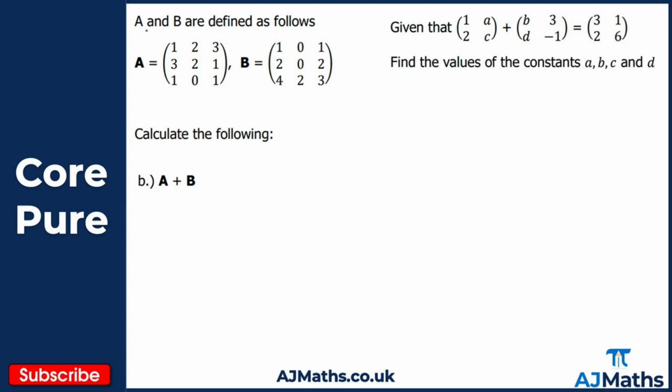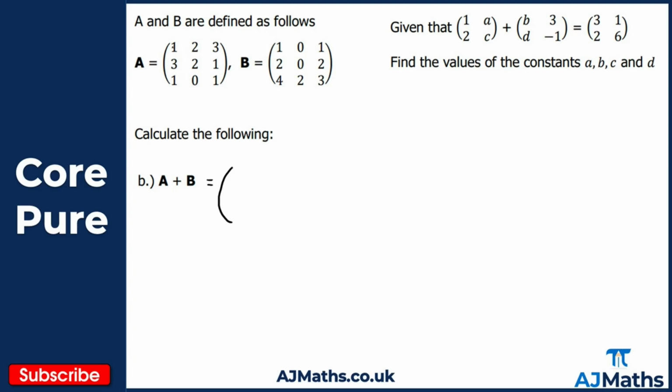So here we've got the matrices A and B, and they're defined as follows. What we want to do for the first problem is calculate A plus B. Because we're working with a 3 by 3 matrix for A and a 3 by 3 matrix for B, A plus B will also be a 3 by 3 matrix.